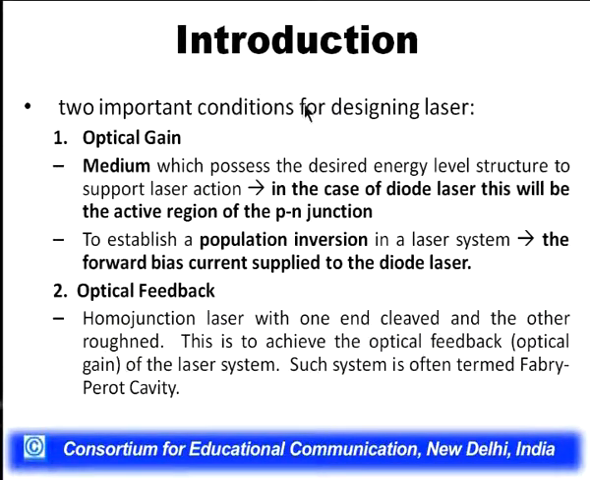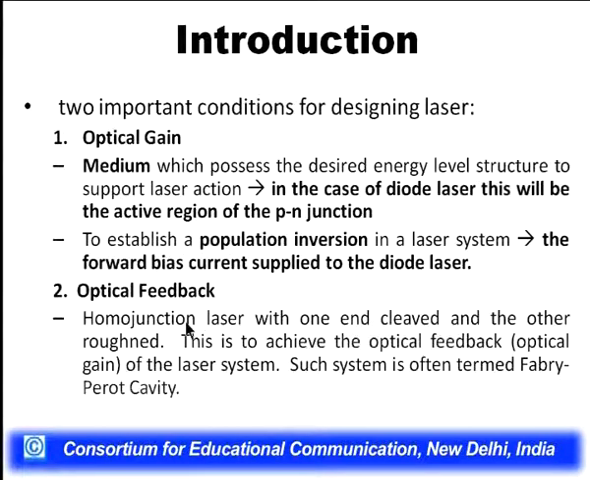Now, what are the two basic conditions required for designing a laser? One is the optical gain. Optical gain depends upon the medium we are using, a medium which possesses the desired energy level structure to support laser action. In the case of a diode laser, the active region is the PN junction. To establish population inversion in the laser system, a forward biased current is supplied to the diode laser, which is important when we define semiconductor lasers.